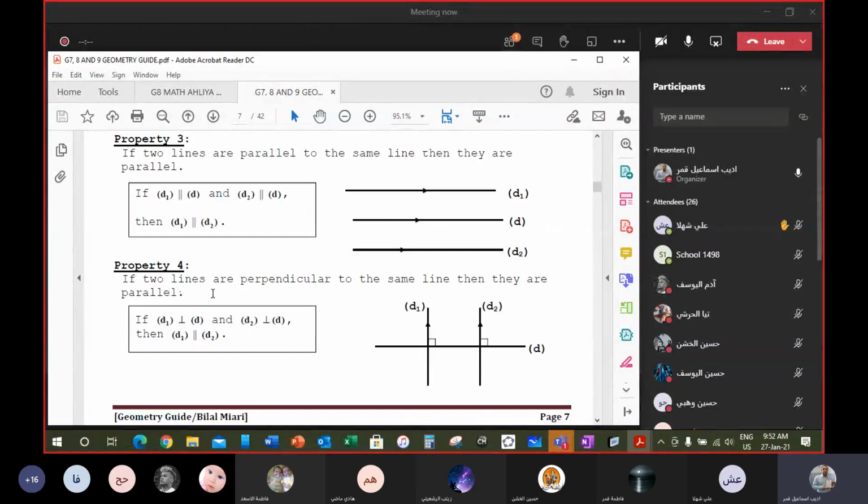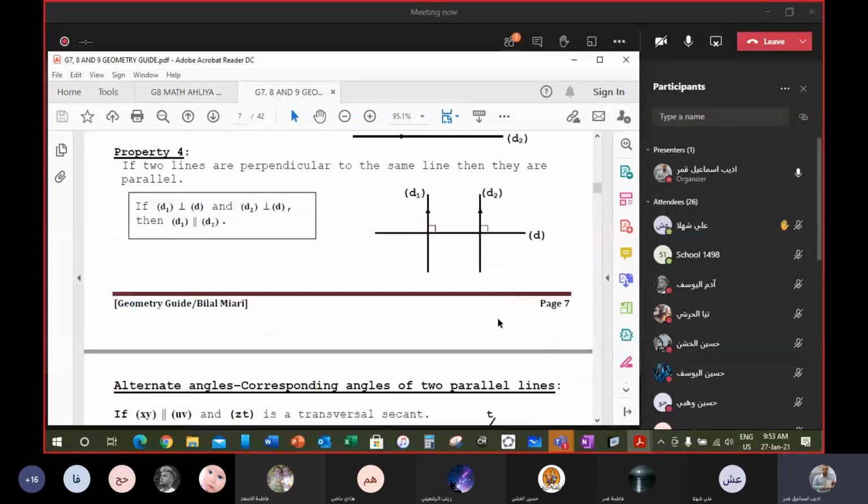Property 4, if two lines are perpendicular to the same line, then they are parallel. D1 is perpendicular to D, D2 is perpendicular to D, then D1 is parallel to D2.